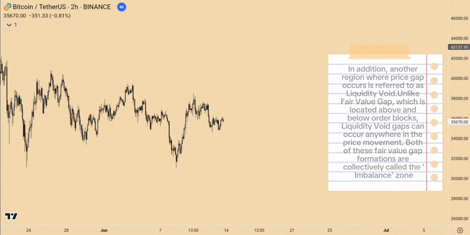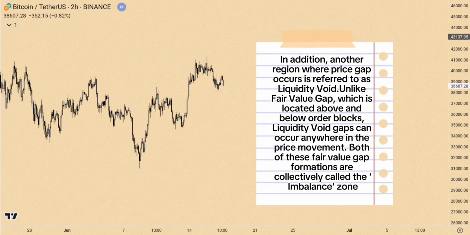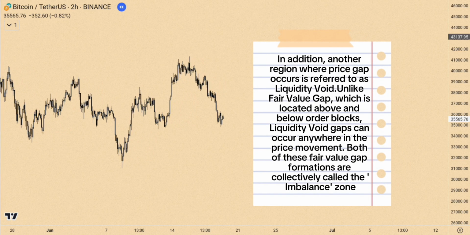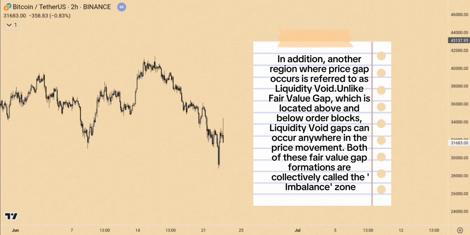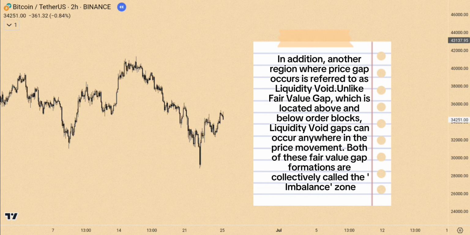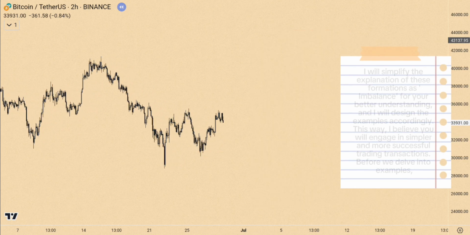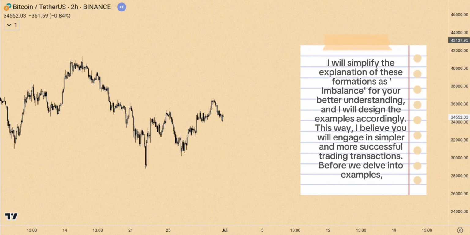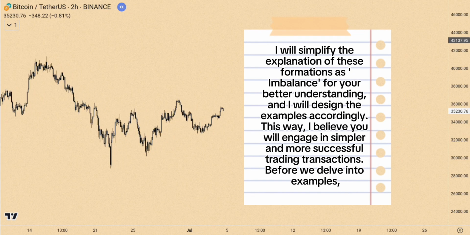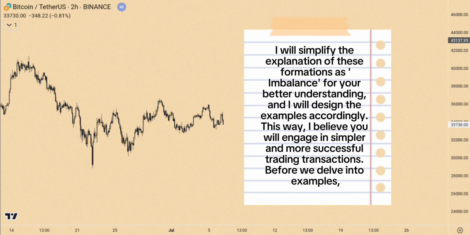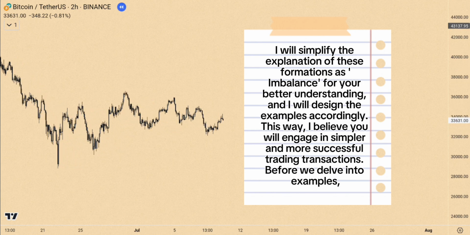In addition, another region where price gap occurs is referred to as liquidity void, unlike fair value gap, which is located above and below order blocks. Liquidity void gaps can occur anywhere in the price movement. Both of these formations are collectively called the imbalance zone. I will simplify the explanation of these formations as imbalance for your better understanding, and I will design the examples accordingly. This way, I believe you will engage in simpler and more successful trading transactions.